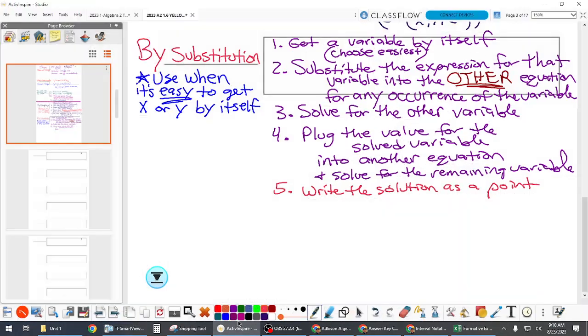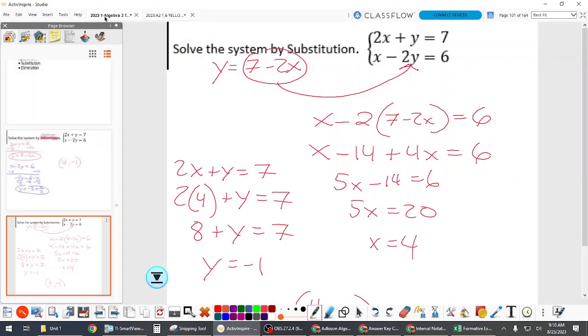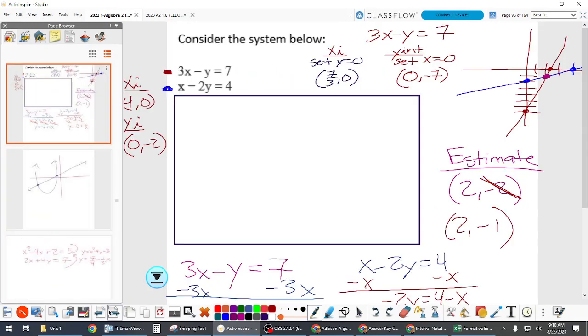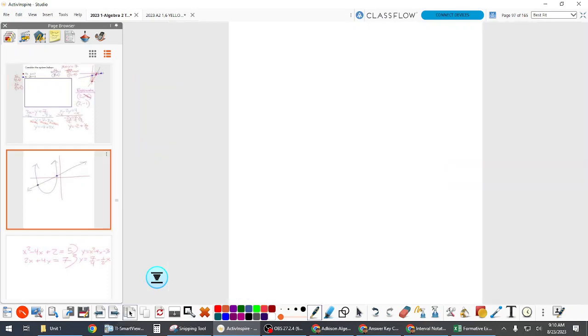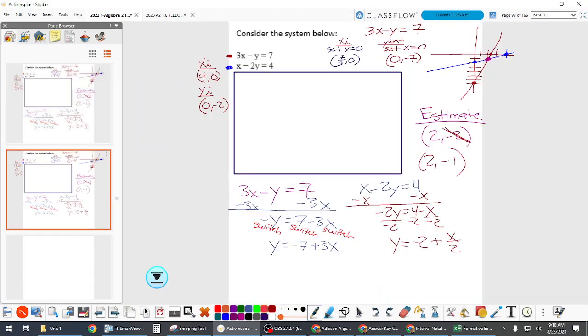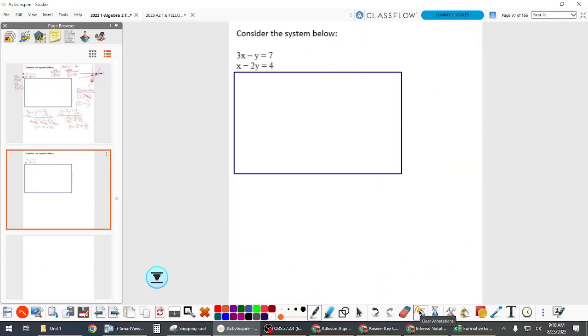So, sorry, go back here. I'm going to have you go back and we're going to solve this first one by substitution. So you know we already solved this one graphically. You know that it should be 2, negative 1. See if you can solve that one to get 2, negative 1 by substitution.